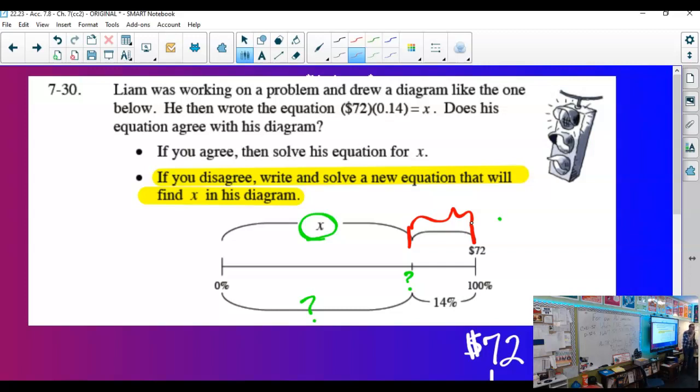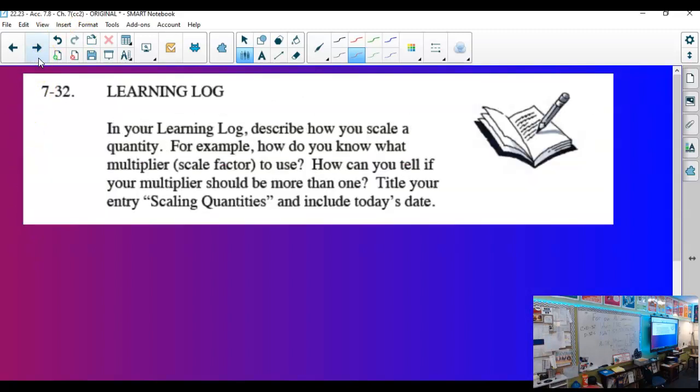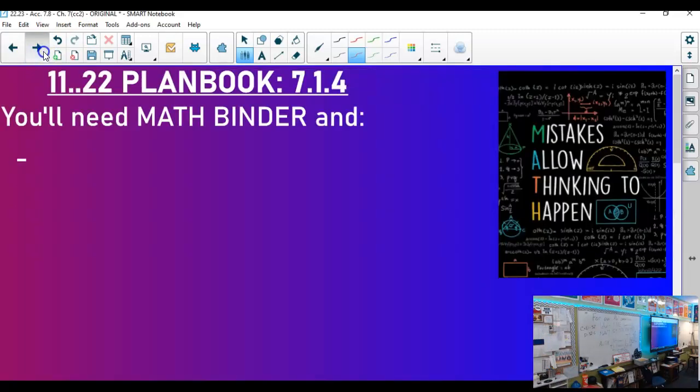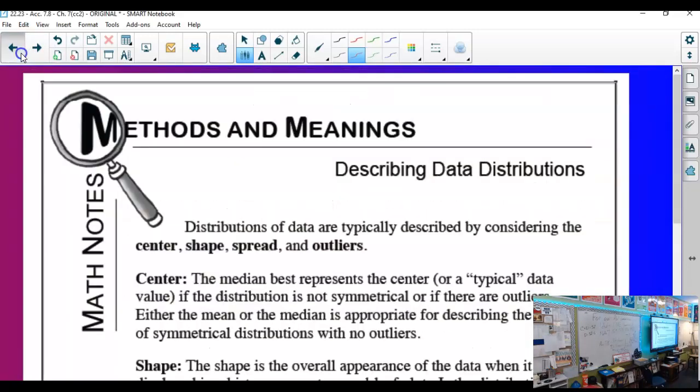Now wait a minute though. What if instead of knowing the 100% and knowing the 72, there was a different piece missing? Like, Ramon went to the corner store and bought notebook paper to do his homework. The cost for the paper was $7.50, but he also had to pay 8.1% sales tax. Actually, I think I'm getting ahead of myself. In tomorrow's lesson we explore what if other pieces are missing. I was debating how much to cover today, but we should wait till tomorrow because there's not enough time to get this learning in.